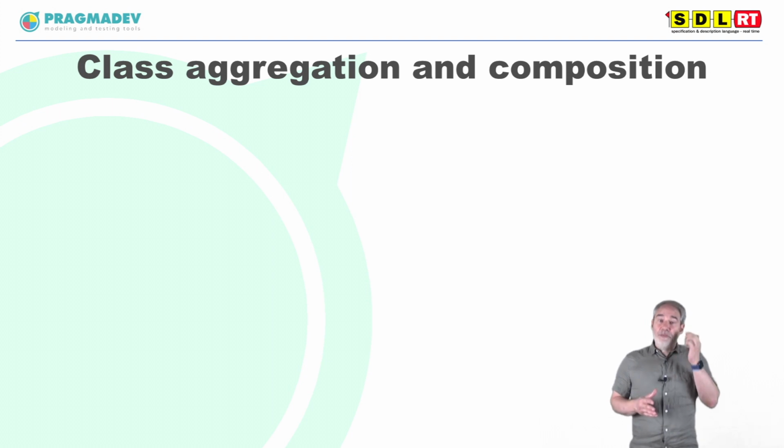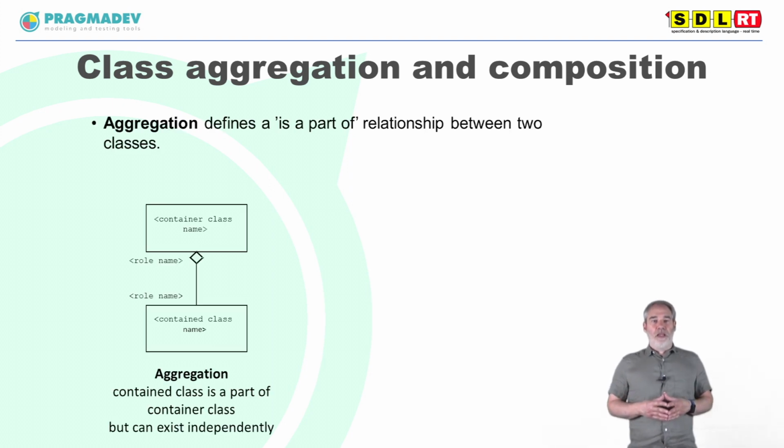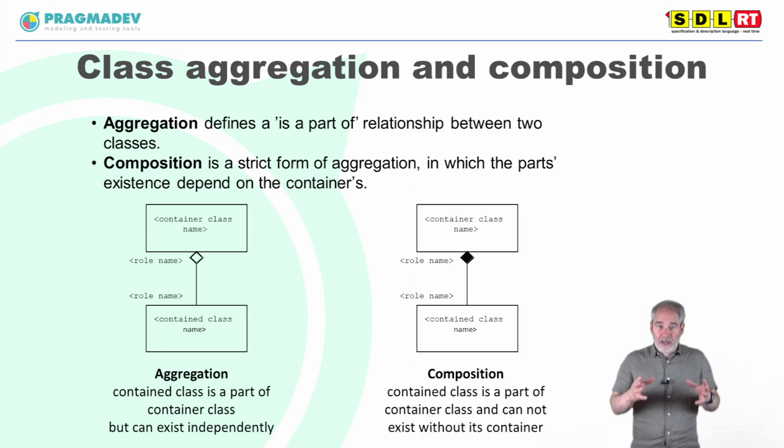Two other relationships are part of the SDL-RT recommendation: aggregation and composition. Aggregation and composition define a "is a part of" relationship between two classes. In an aggregation, the contained and the container classes can exist independently. In a composition, the contained classes cannot exist without the container.